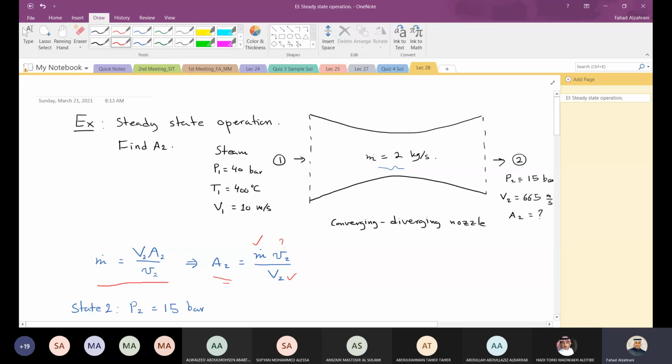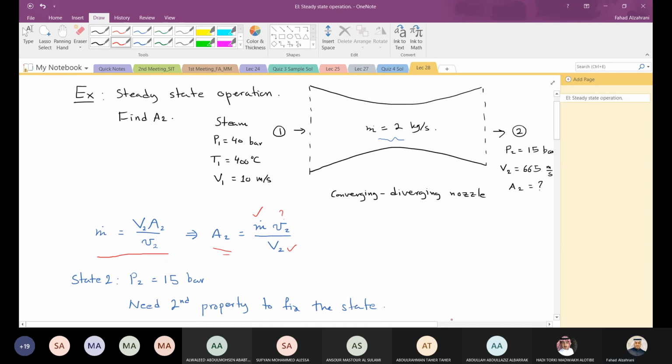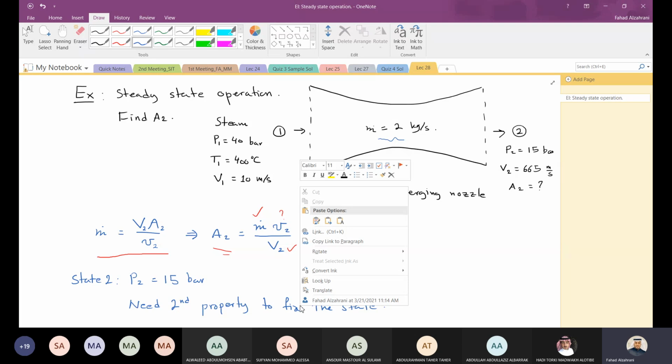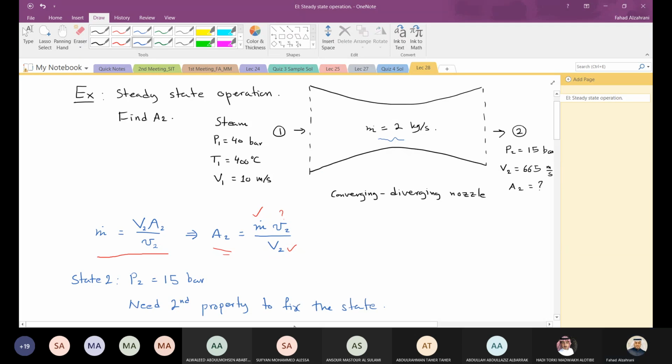So I look at this state here, state 2. I have only pressure. So what do I need? I need a second property in order to fix the state. So the question now is, what is this second property that I should find? Any idea, guys? Can anyone think of any idea? What is the second property that I can use?